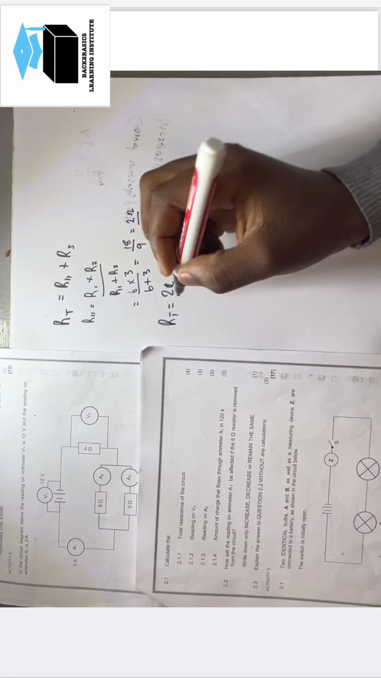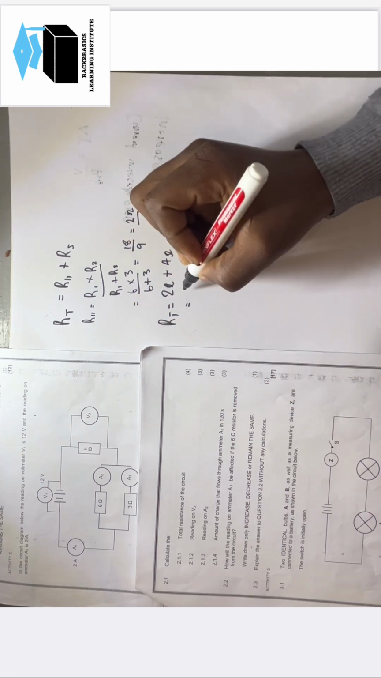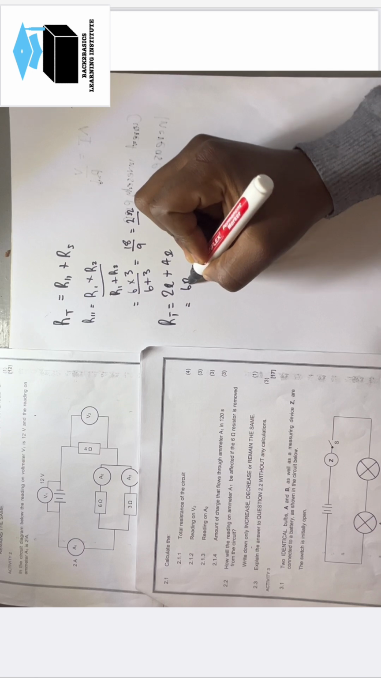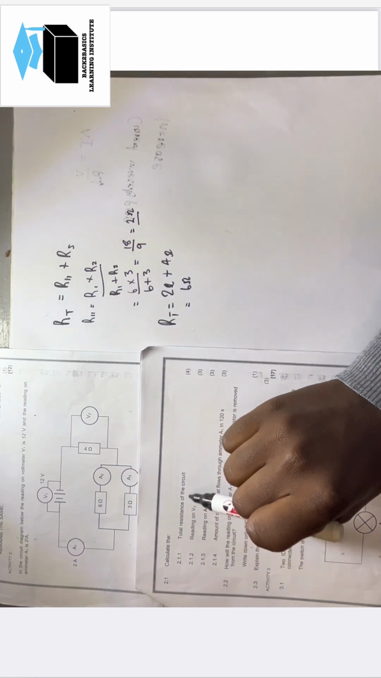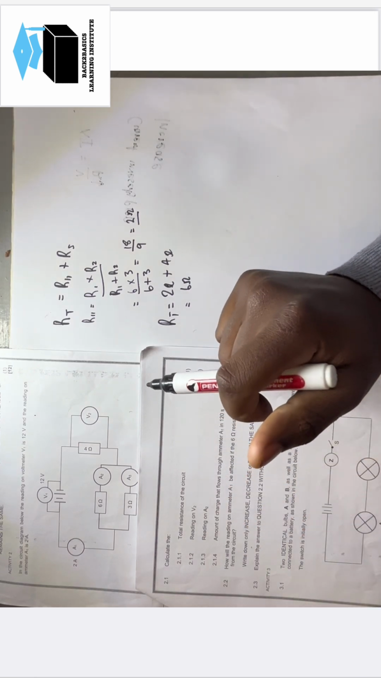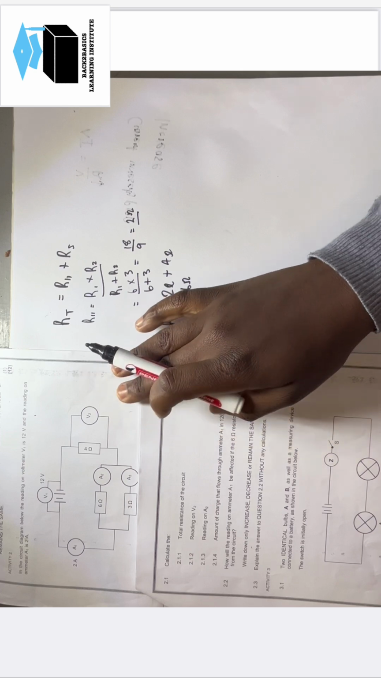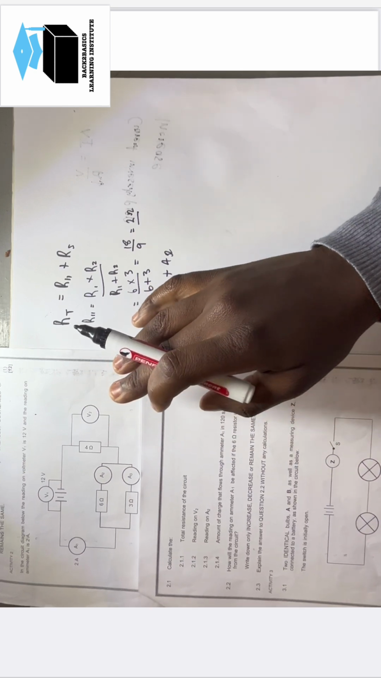Plus the 4 ohms resistor. So therefore, in totality, you are going to have 6 ohms resistors, which means your R total, or the total resistance of the circuit, is going to be equal to 6 ohms, right?